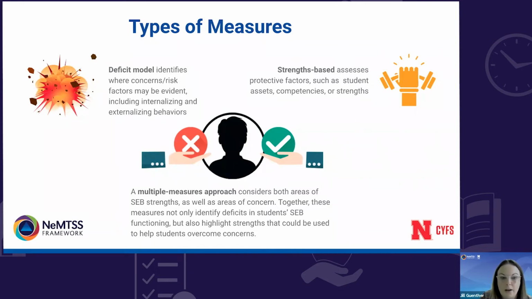So from a deficit model, identifying where concerns or risk factors may be evident, including those internalizing as well as externalizing behaviors. A strengths-based assessment is going to assess protective factors, student assets, competencies, strengths. And then the multiple measures approach would consider both areas of social, emotional, behavioral strengths, as well as those areas of concern. So together, these measures not only identify deficits in a student's social, emotional, behavioral functioning, but it also highlights those strengths that could be used to help overcome concerns.